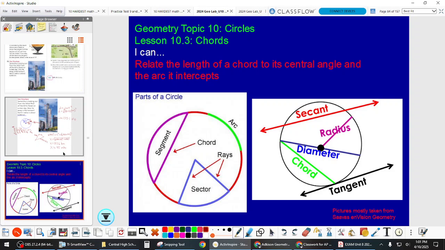So when you look at these pictures, what do you describe a chord as? What would you say?